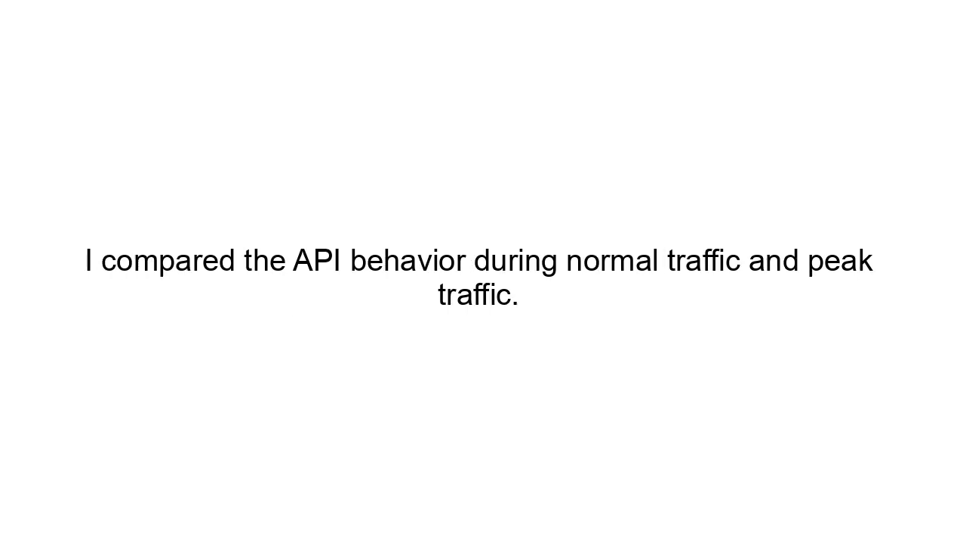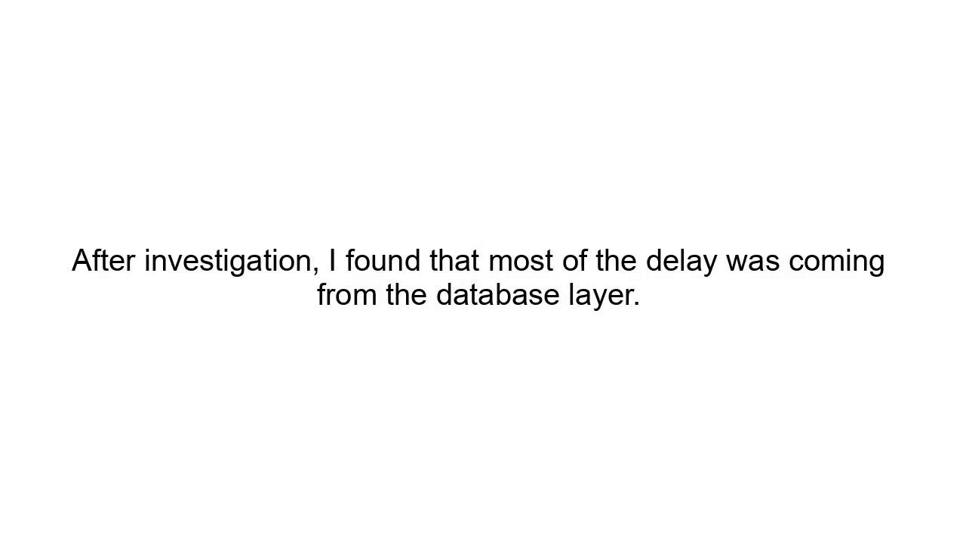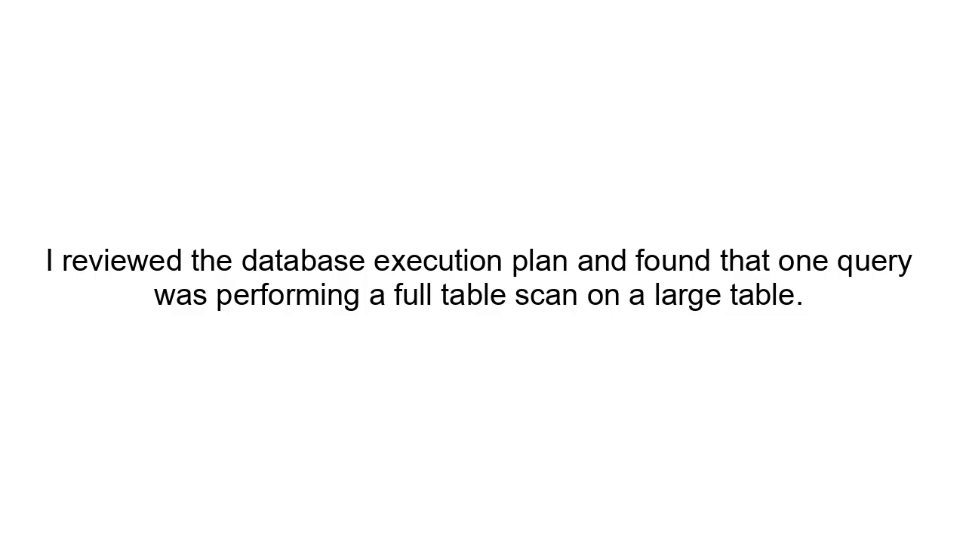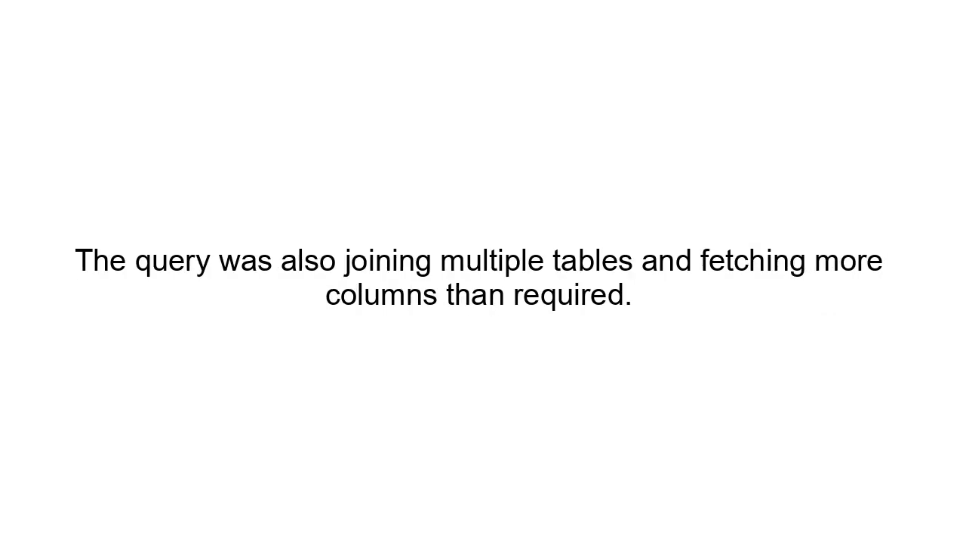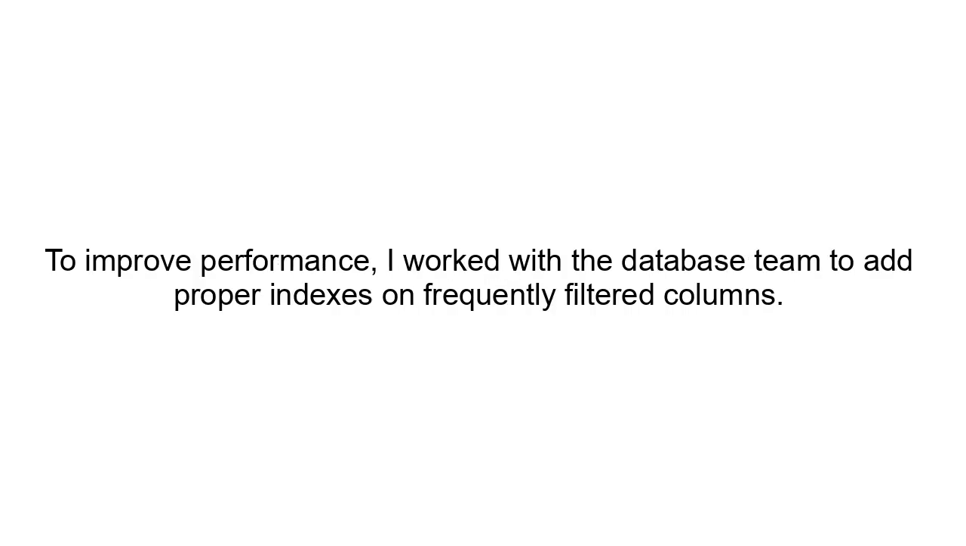I compared the API behavior during normal traffic and peak traffic. After investigation, I found that most of the delay was coming from the database layer. I reviewed the database execution plan and found that one query was performing a full table scan on a large table. The query was also joining multiple tables and fetching more columns than required. To improve performance, I worked with the database team to add proper indexes on frequently filtered columns.